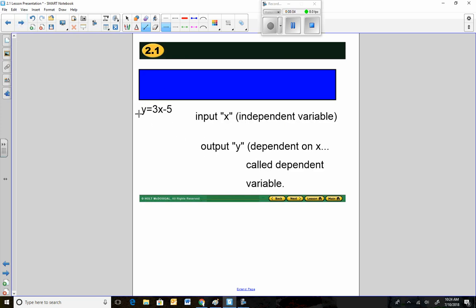Now, this is considered a 2-variable equation, x, y, 2 variables. The inputs will always be the x, and they'll be called the independent variable. The output is always going to be your y, and that's the dependent variable, because it's dependent on whatever x value you put in. If I put a 2 in here, I'll get 6 minus 5 is 1, so I'll get a 1. If I put a 3 in for x, I get 9 minus 5, which is a 4, so my y would be 4. So notice how my y value is always dependent on whatever I put in for x. So this is my input, this is my output. This is your independent variable, this is your dependent variable.